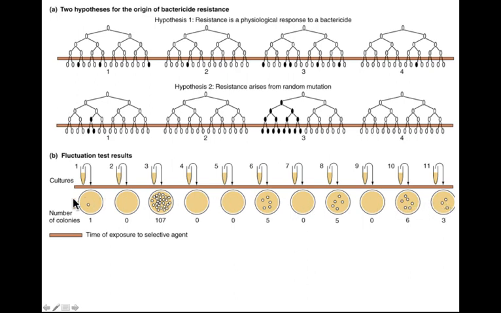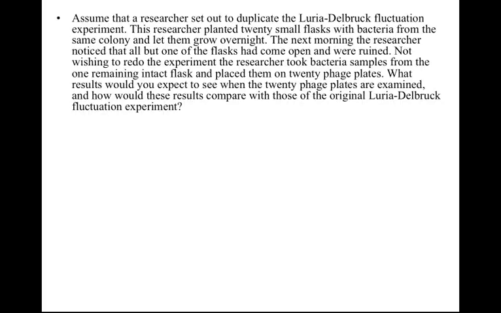And this essentially defeats the entire purpose of the experiment. This would give a result which is very inconsistent with the fluctuation test. Instead of seeing all these fluctuations because of what happened in all these different cultures as they grew up, you would just see what happened in that one culture. So you would see very consistent numbers in all the plates, and this would be the opposite of what you should see in a fluctuation test.